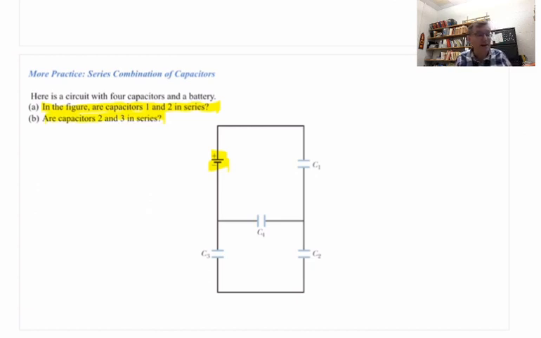Those are the questions. So practice identifying when we have series and parallel connections, and we'll be talking about this also in class. But that's all for this video.